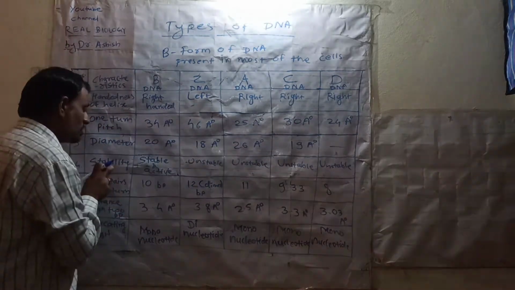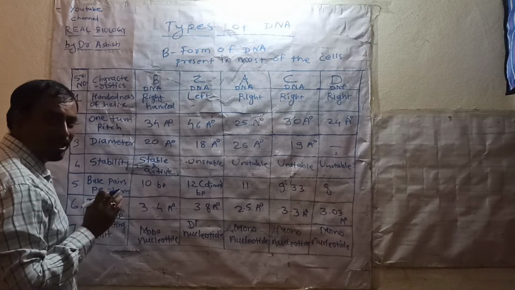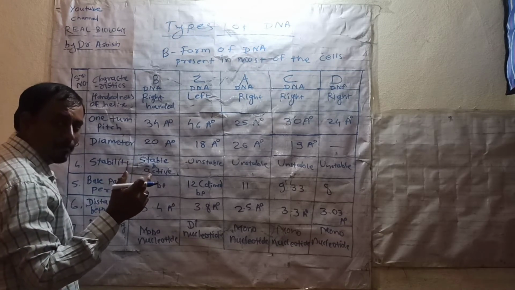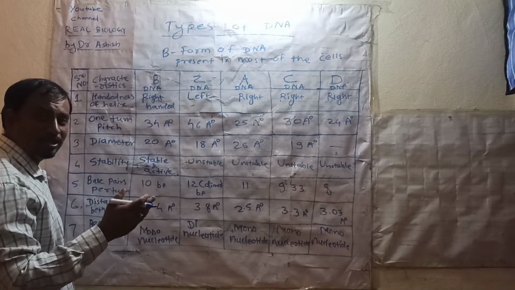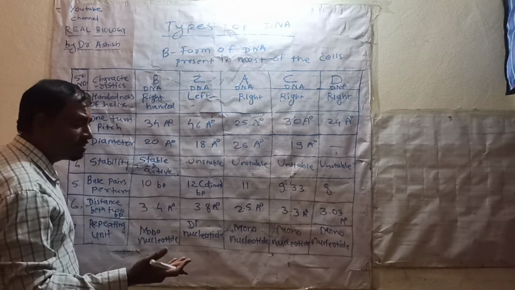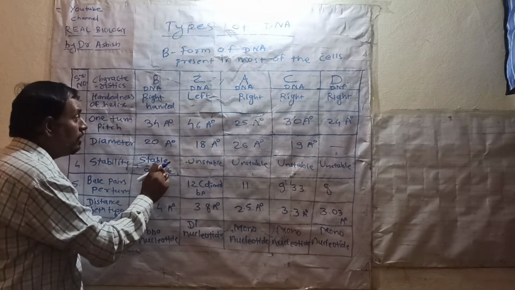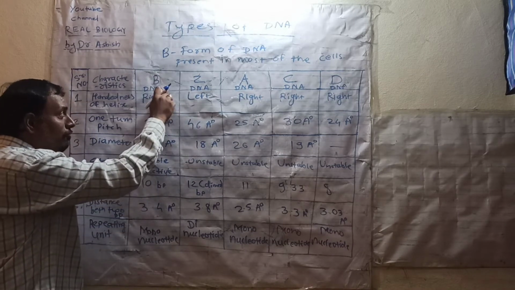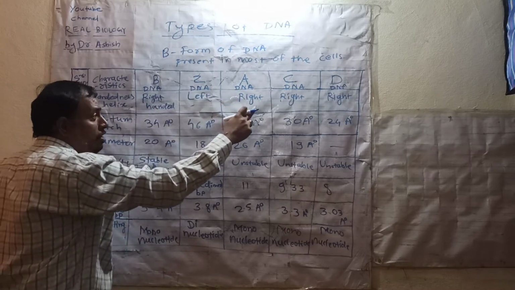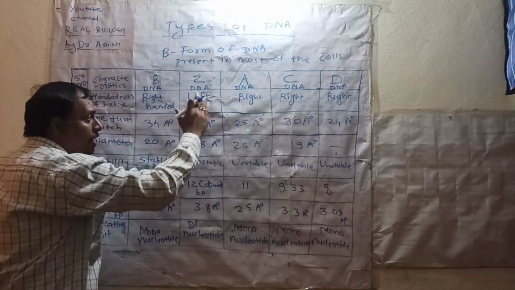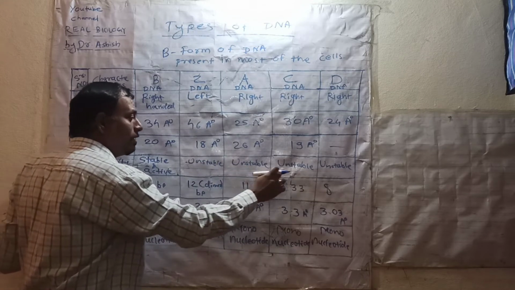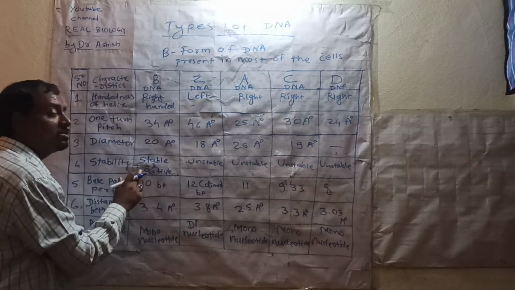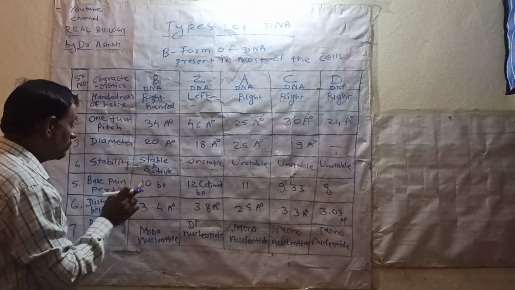Now let's see the stability. Which DNA is most stable? The most stable DNA is obviously the one present in most of the living cells. It is B form of DNA. So the most stable and physiologically active DNA is B form of DNA. What about Z form, A form, C form and D form of DNA? All these forms are unstable. Only B DNA is stable and physiologically active in most of the living cells.